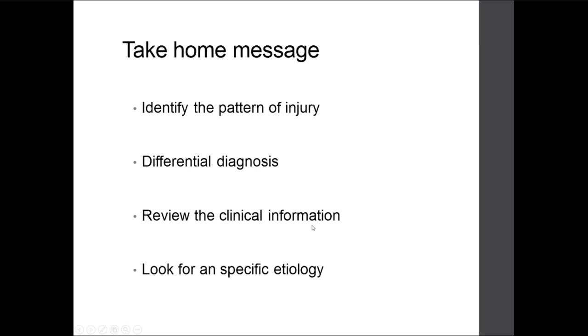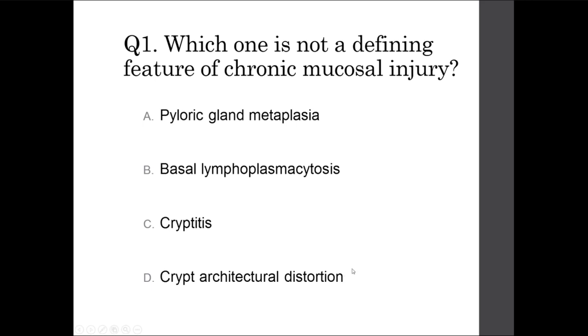So I walked you through a lot of entities today. Basically, what I want to point out, the way that we approach these cases is we try to identify the pattern of injury first. If we can do that successfully, that's half of the battle or more. We come up with a differential diagnosis within that pattern of injury. And that in combination with the clinical history and specific things that we can identify histologically, hopefully we can narrow it down to a single entity.